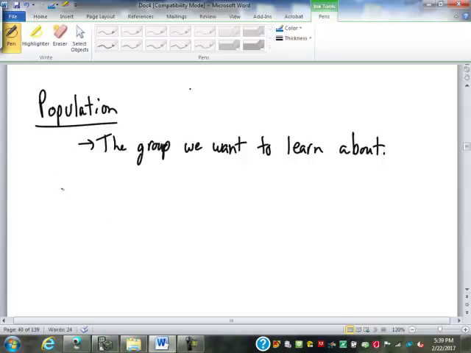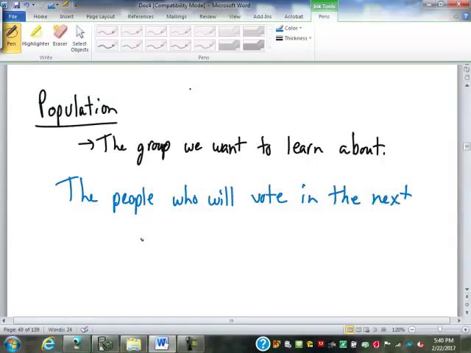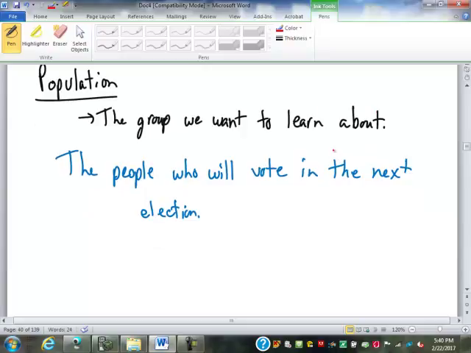What our population would be there is all of the people who will vote in that next election. Notice I didn't say registered voters or anything like that, because every election there are people who vote that probably aren't supposed to, and there are a lot of people who are able to vote that don't. So that's a very carefully defined population.